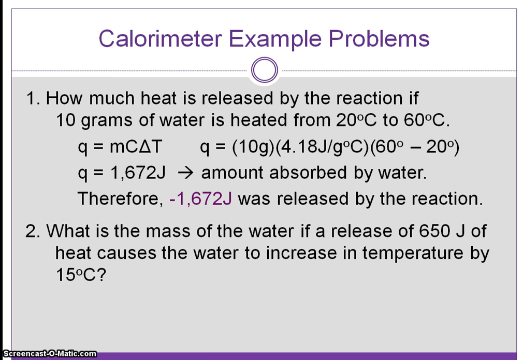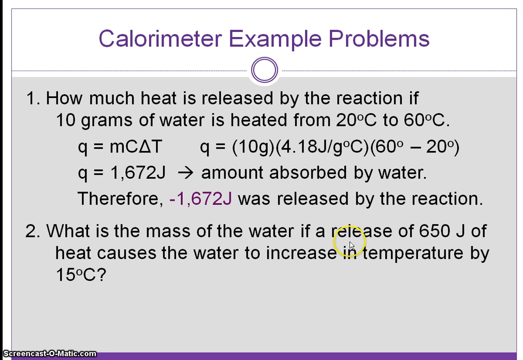Let's look at number 2. It says, what is the mass of the water? So we haven't really calculated any of the other variables in this equation, but you can. So in this case, we're going to calculate the M value in the MCΔT equation. And the problem with this is you have to be really careful with the wording. It says that a release of 650 joules of heat causes the water to increase in temperature by 15 degrees Celsius. So we're focusing on the water in this case.